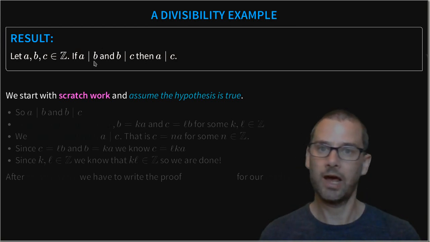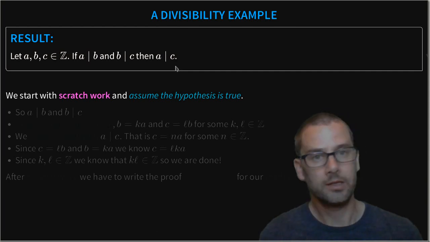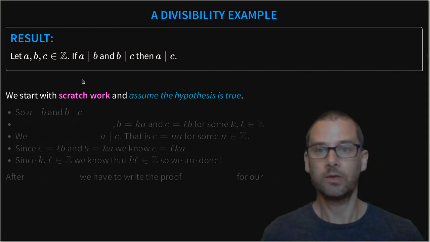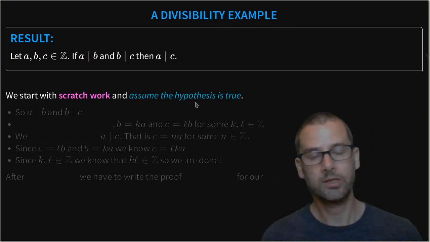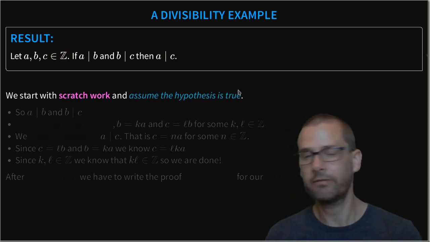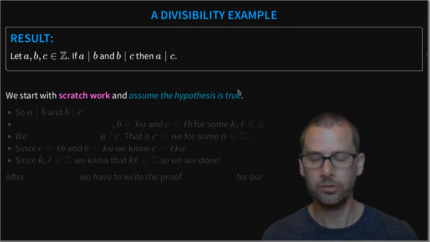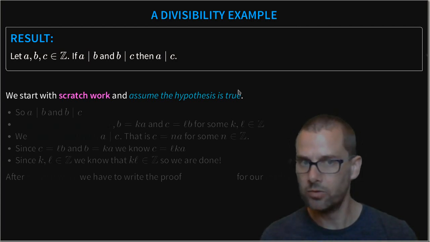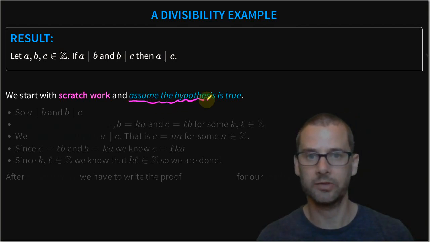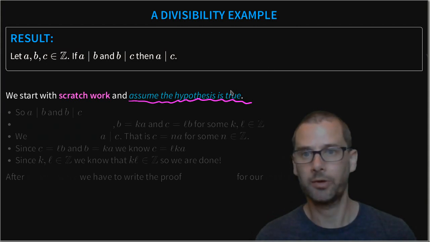The result is just: if A divides B and B divides C, then A divides C. And so, as we will with almost all of our proofs, we're going to start with scratch work and by assuming the hypothesis is true. Because we know from the truth table that if the hypothesis is false, there's nothing to do. So the only time we have work to do is when the hypothesis is true, and we can ignore the case that the hypothesis is false. So almost all of our proofs will start with this.